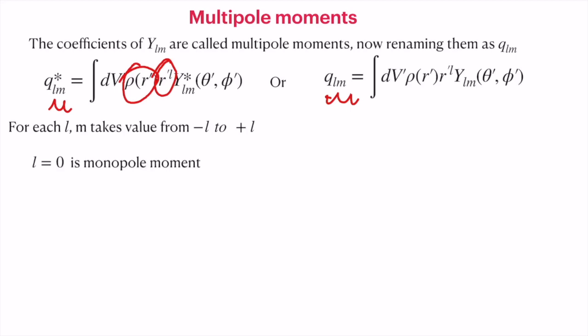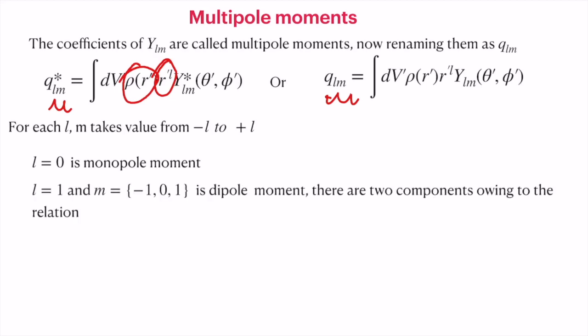So when L is equal to 0, we call it a spherically symmetric or the monopole moment, or effective single point charge. When L is equal to 1, we have a dipole. In this case, we have three values of m: minus 1, 0, and plus 1.